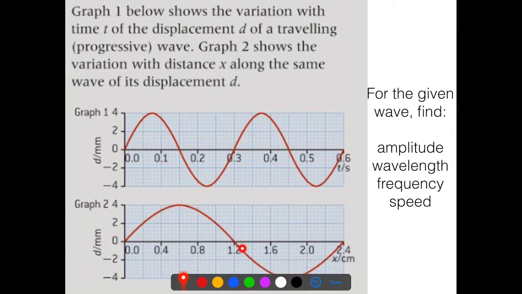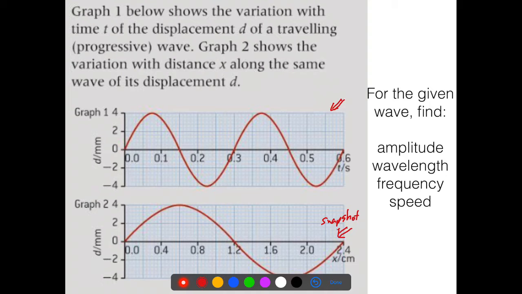So this is what I see on the string. If my string was 2.4 centimeters long, then this is the wave that I would see with it. This is more of like a snapshot, okay, at one particular point in time. All right, so this one shows me what's happening as time progresses. This one is a picture of what it looks like right now.